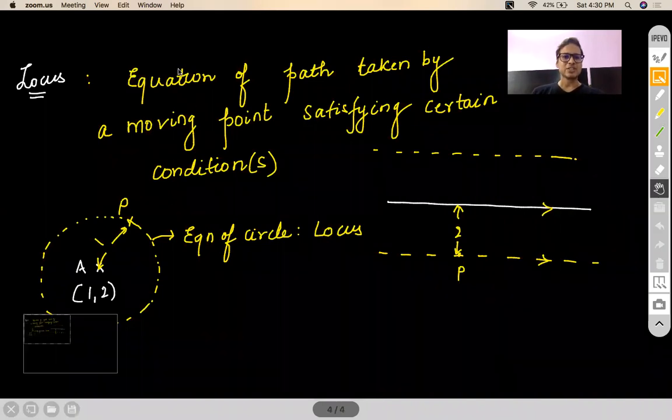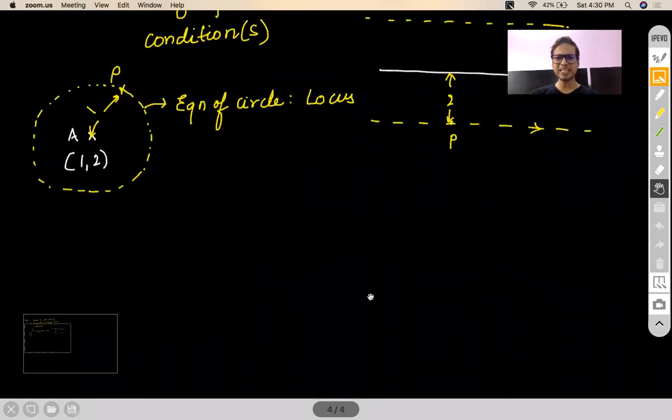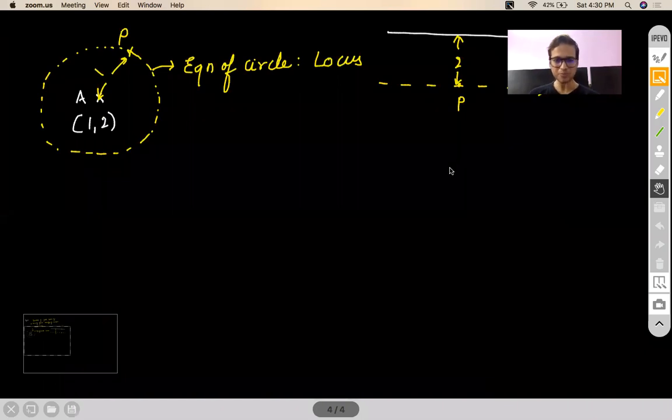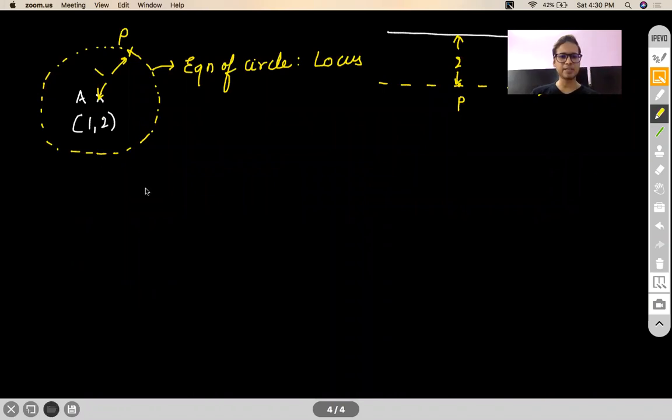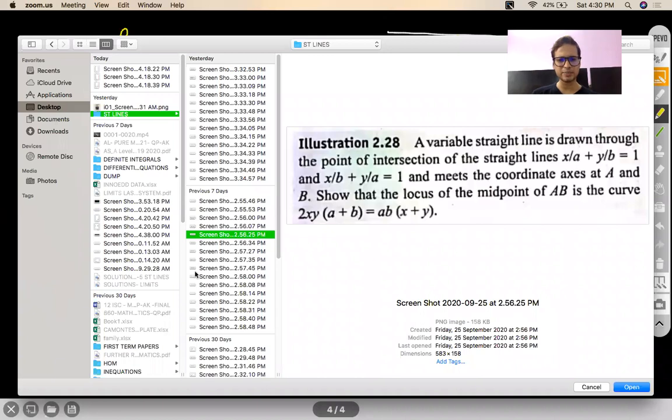Anyways, so how do we find the locus of a point satisfying a given condition? Of course, it depends on the question. So let me take a simple example, and watch how I solve that example. That will tell you how we find the locus of a given point. Just one question I'll take for you, just so that your concept is clear.